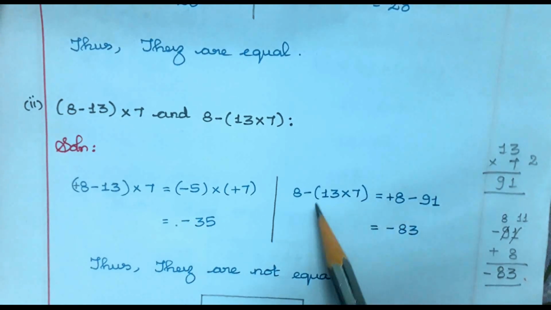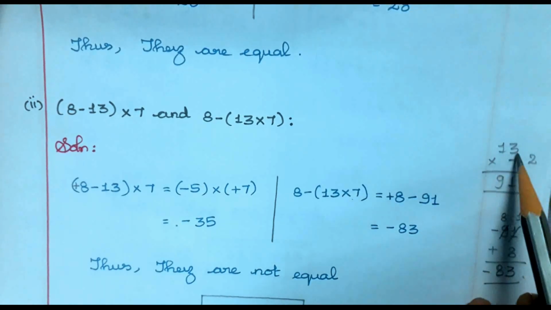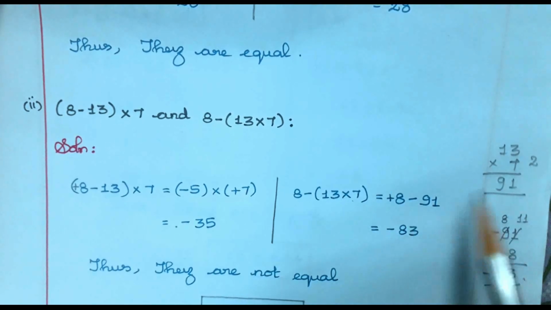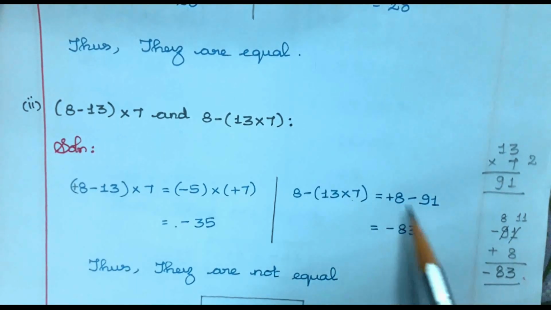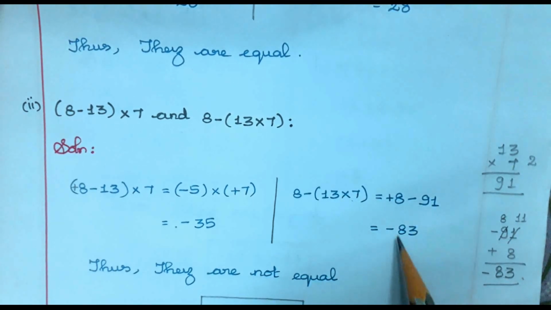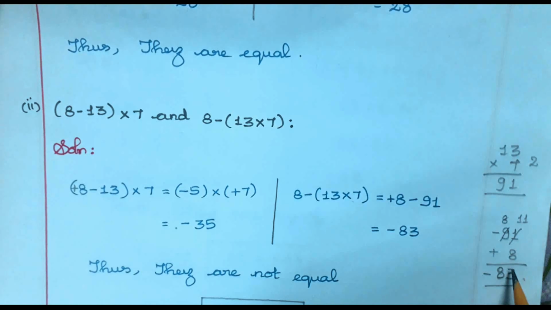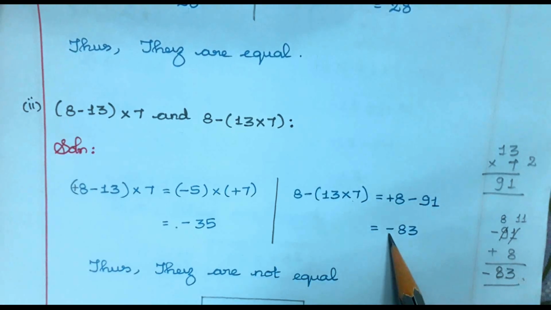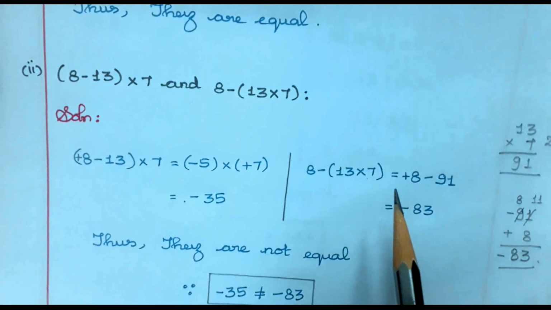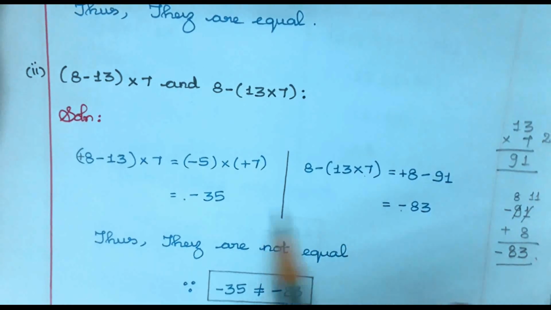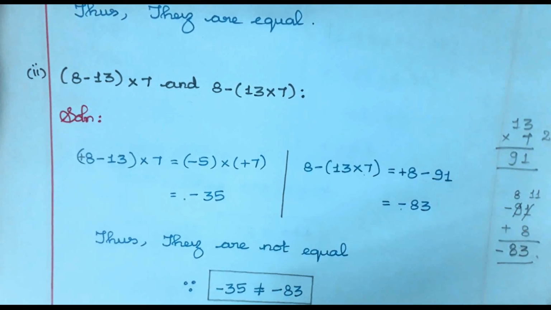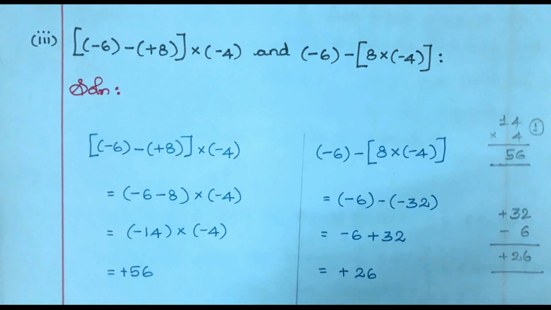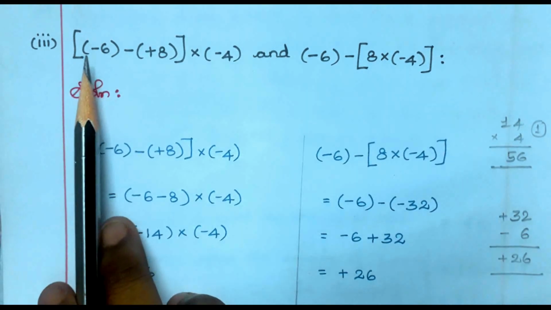The same way, 8 as it is, 13 into 7. When you multiply 13 into 7, 7 3s are 21, remainder 2, 1 7 is 7 plus 2 is 9. So the sign is minus here. So plus 8 minus 91, both the signs are different. When you subtract, it will be 91 minus 8, which is 83. So the answer is minus 83, since the biggest number's sign is minus. When we check both the answers, we are clear that both the answers are different. Thus, they are not equal, since minus 35 is not equal to minus 83. Clear? Next, we'll move on to the third subdivision.